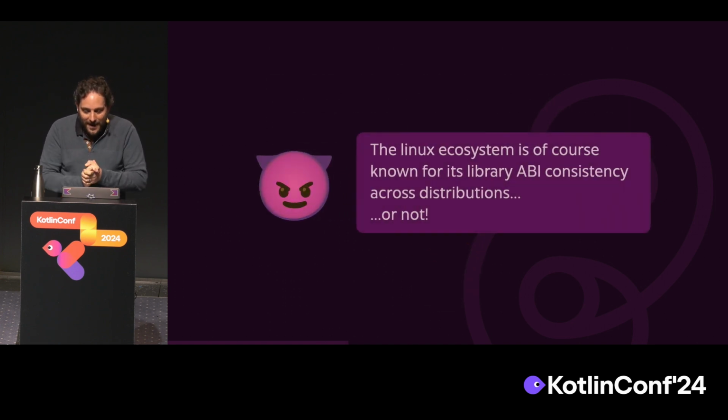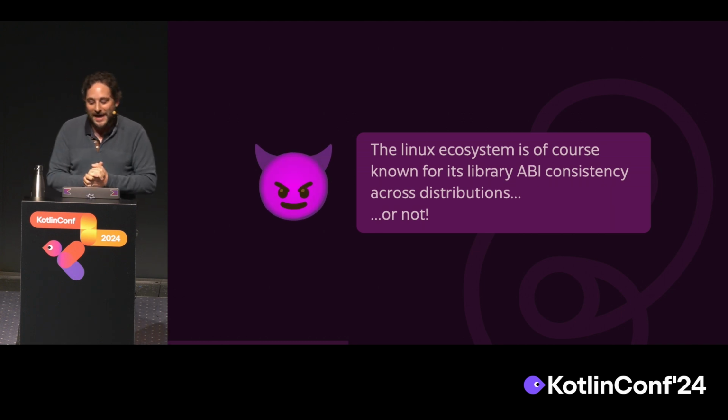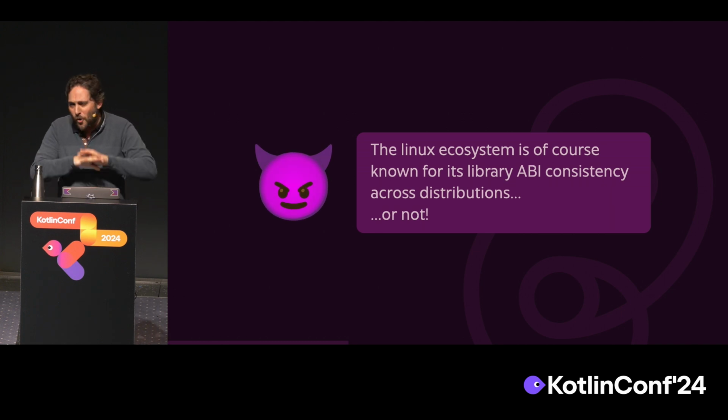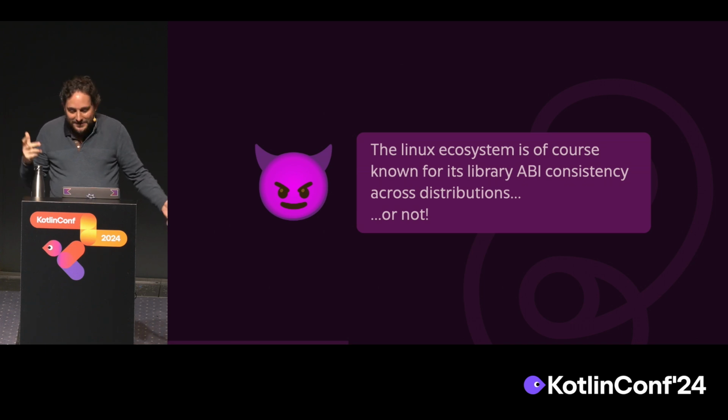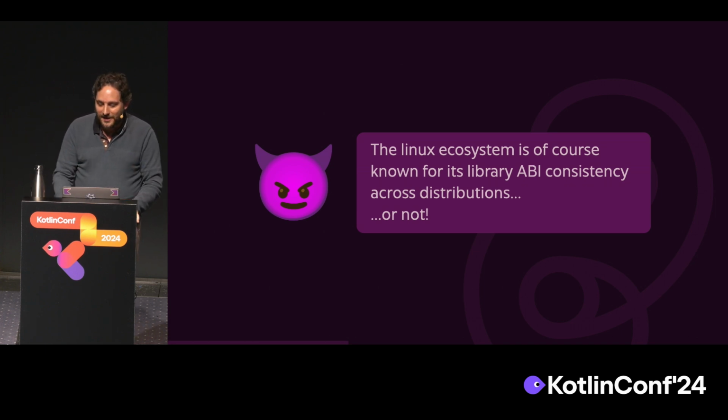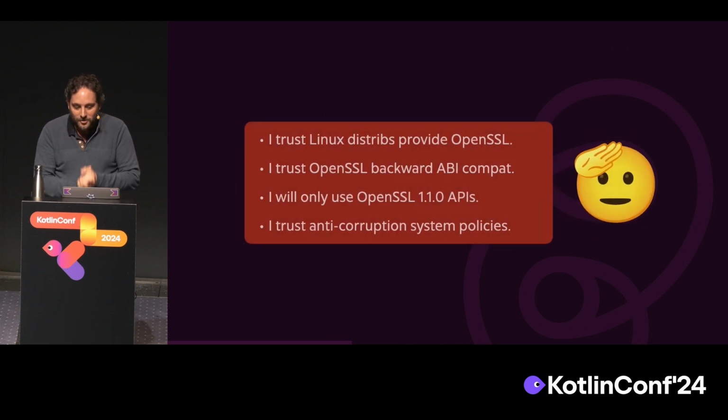Well, the Linux ecosystem is, of course, known for its library ABI consistency across all distributions, right? Of course not. So as soon as you're using a dynamic library, you need to assert that. You trust the Linux distribution to provide OpenSSL. You trust OpenSSL's backward-compatible application binary interface, because if OpenSSL updates and breaks its ABI, then it won't work.